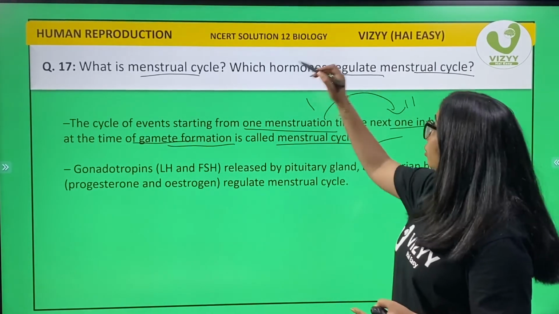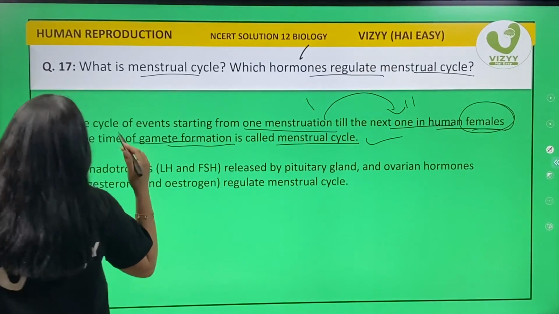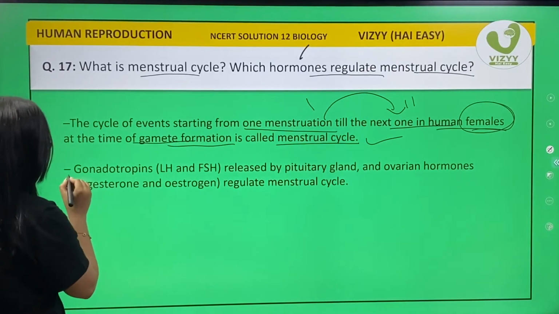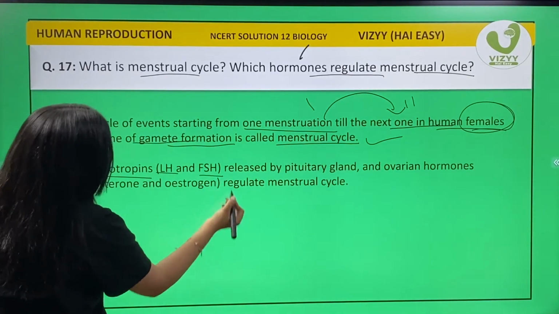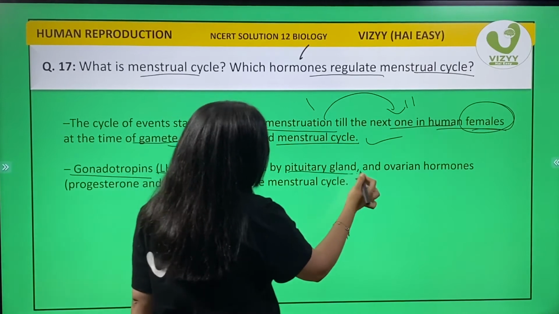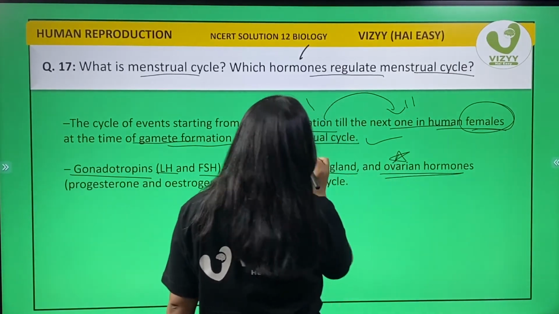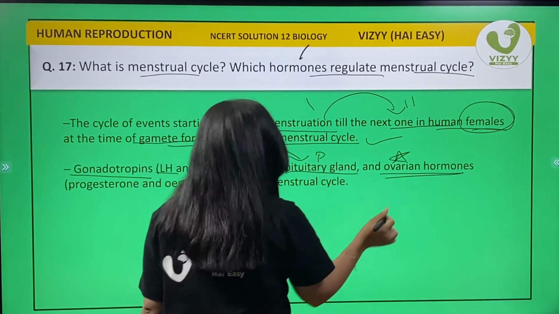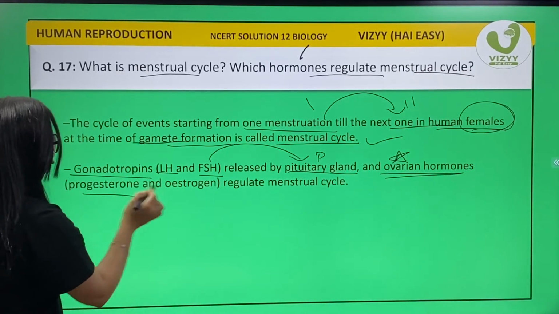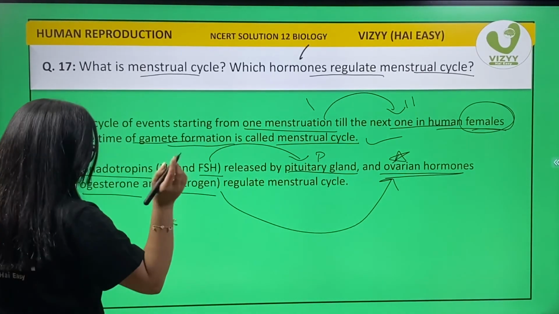Now, hormones. Hormones that play a role in menstrual cycle are gonadotropins, LH and FSH, released by the pituitary gland, and ovarian hormones. Note, this is important. These are what? Pituitary and... progesterone and estrogen are what? Ovarian hormones. Let's write it down.